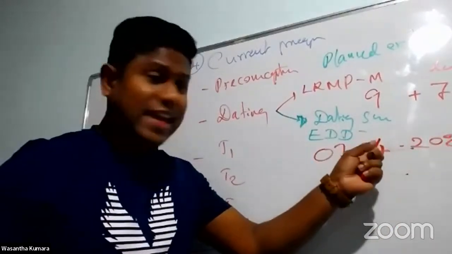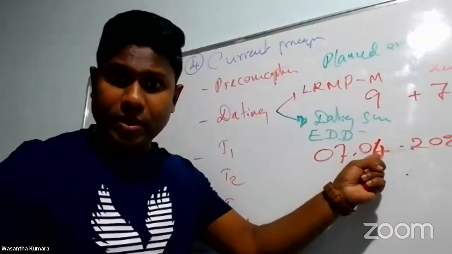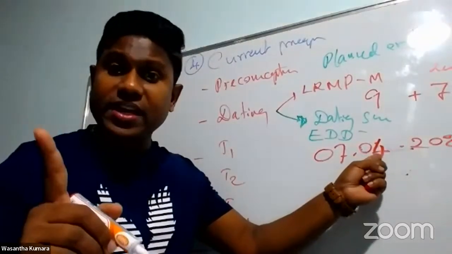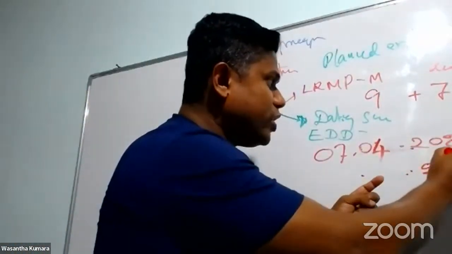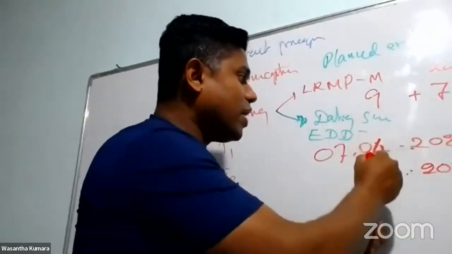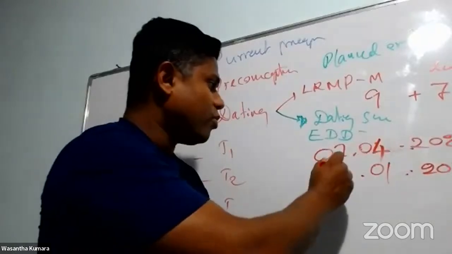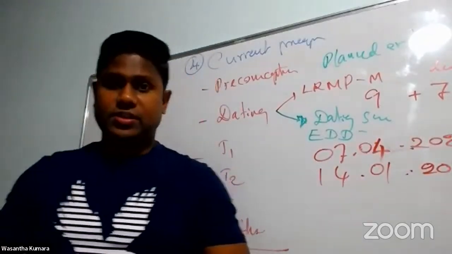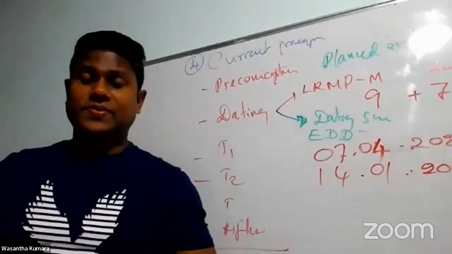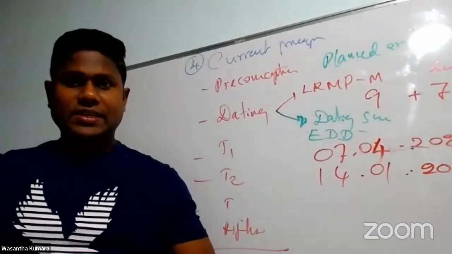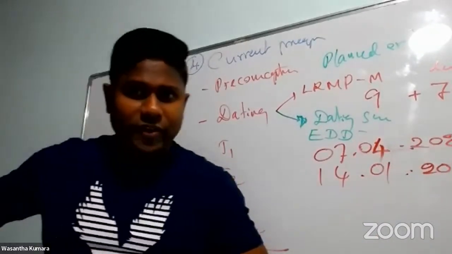So when you add 9 here, 9 plus 4, 13. 13 means 1 year and 1 month. That year should go here, then it's 2022, 1 month, that means January. You add 7, January 14th is her EDD. Now it's correct, isn't it? January 14th. Can you calculate in that pain?